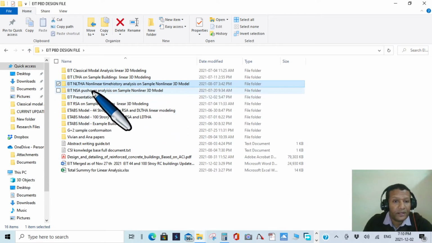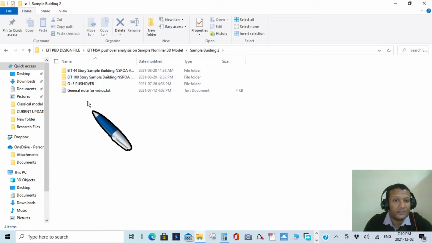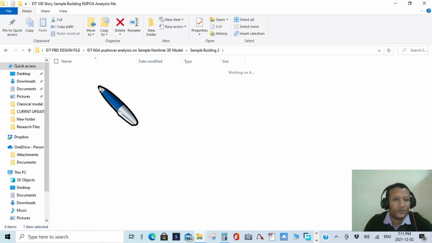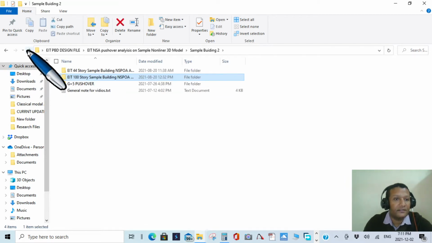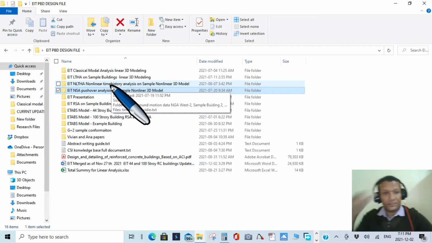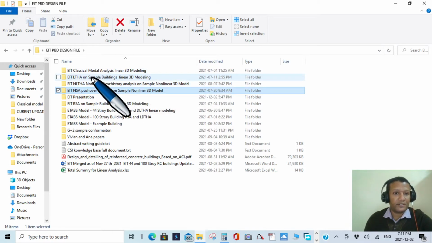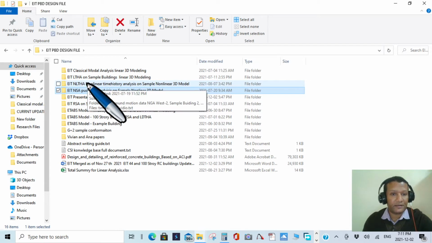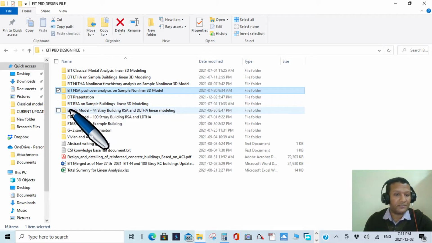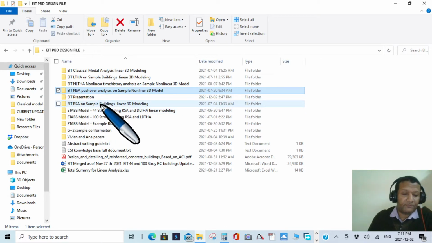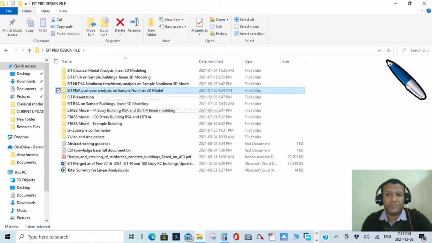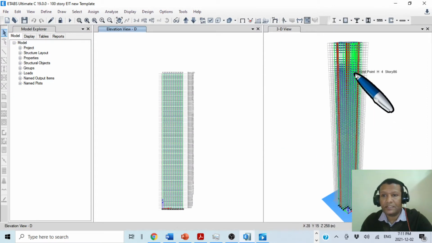So we have pushover analysis also. The same thing, 44 story and 100 story, and lastly, okay, that's all. This is the classical modal analysis, linear time history analysis, and nonlinear time history analysis for verification. This is a pushover analysis and response history. This is a RSA, response spectrum analysis. 5 analyses. So as per my, now let me go to, this is 100 story.